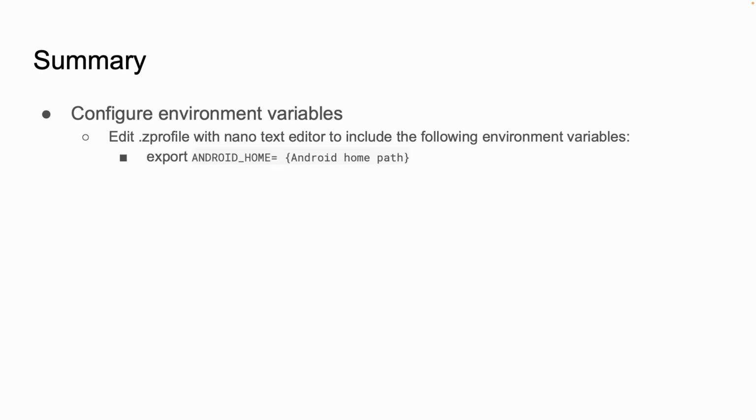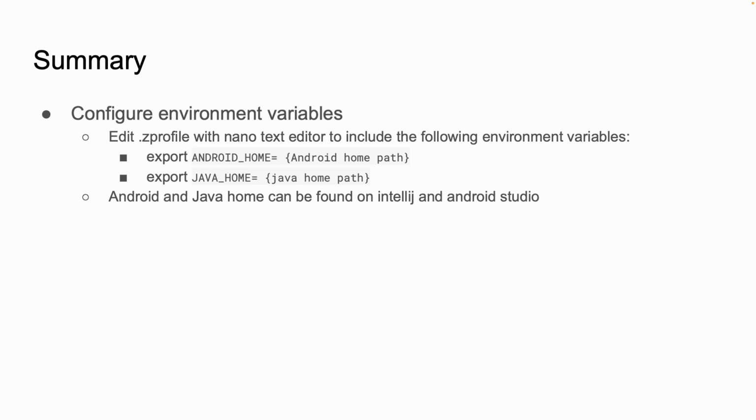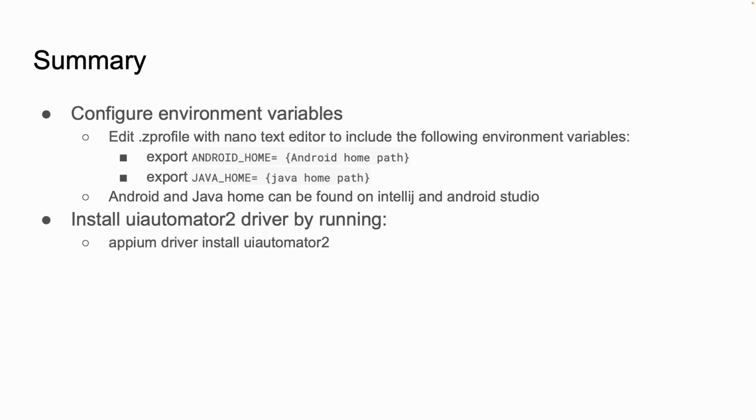We add the syntax export space Android_home and then path to the Android home or Java home path. We also learn how to identify or extract the Android and Java home using IntelliJ and Android Studio. And finally, we learn how to install UI Automator 2 driver in our operating system by running appium driver install command.